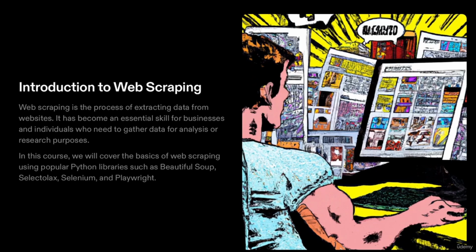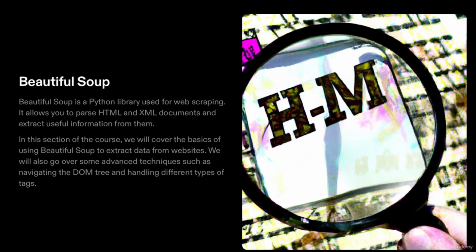So welcome to the tutorial on web scraping, and as an introduction we'll be looking at the web technologies that we'll be using for web scraping, and these are Python libraries such as Beautiful Soup, Selectolax, Selenium, and Playwright. So web scraping is the process of extracting data from websites. It has become an essential skill for businesses and individuals alike.